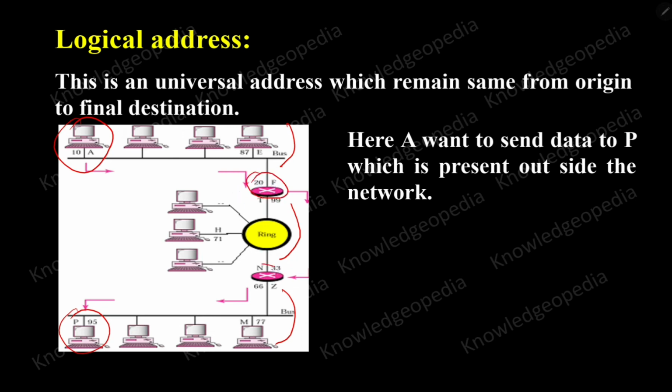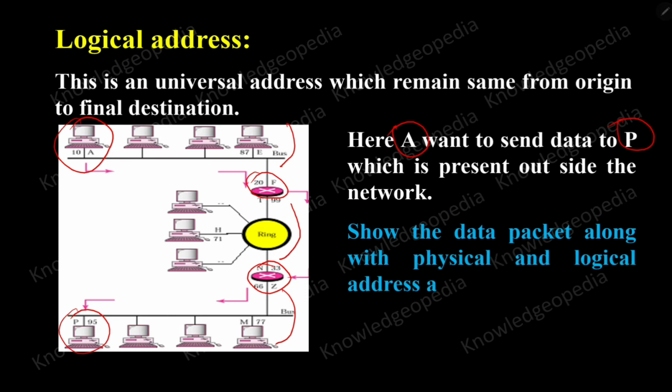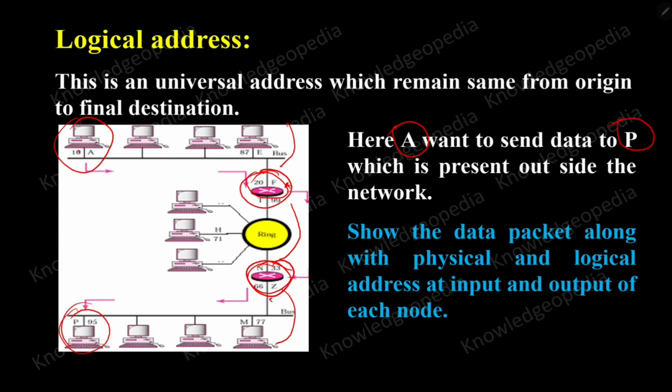This is one router, this is another router. So the data packet along with the physical and logical address at input and output of each node. So this is one node, from here to here it will come. Second node, from this point to this point it will come. From this point to this point it will come.